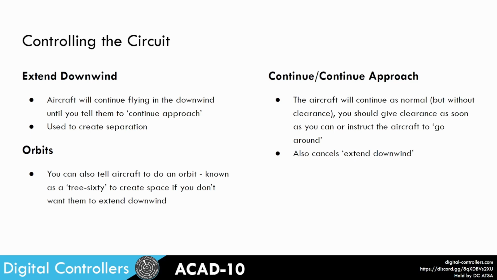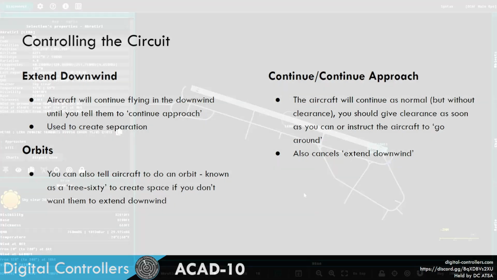So how can we actually control the circuit and make sure everything works fine? Well, we have a few options to create separation. We can tell aircraft to extend downwind, where the aircraft will continue flying on the downwind until we tell them to.